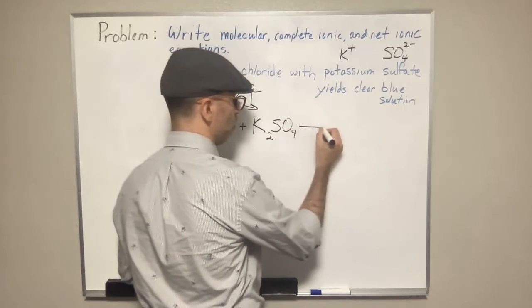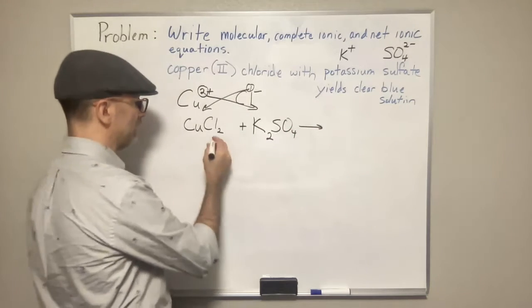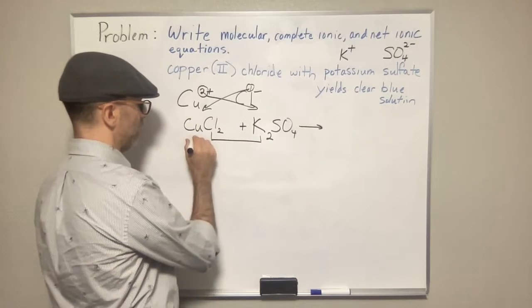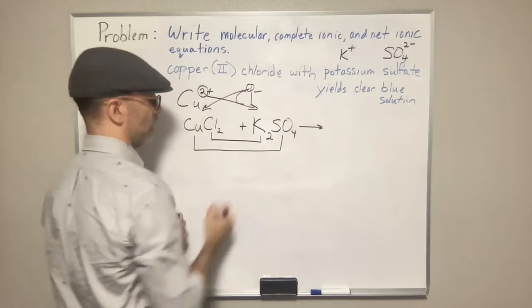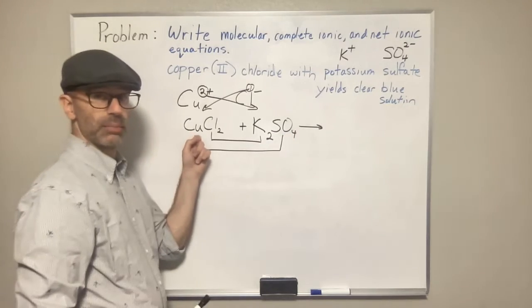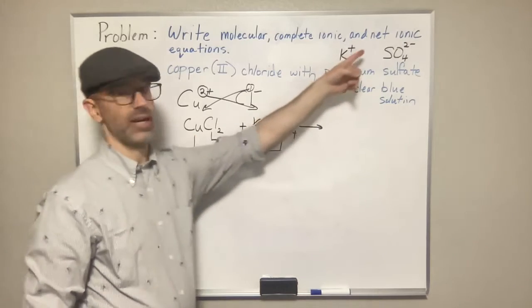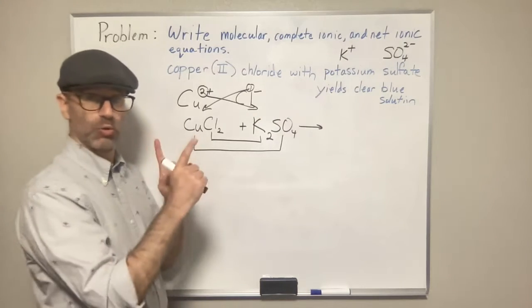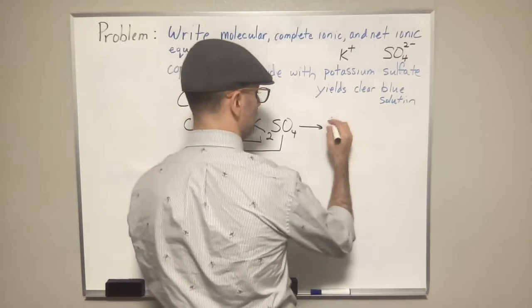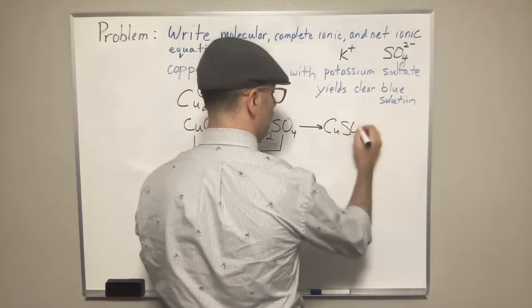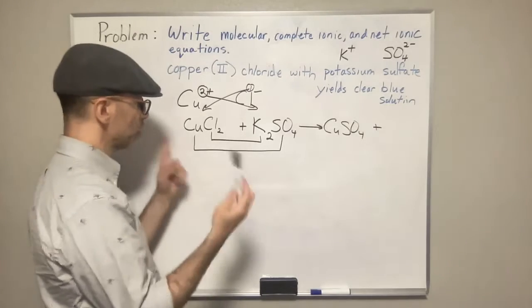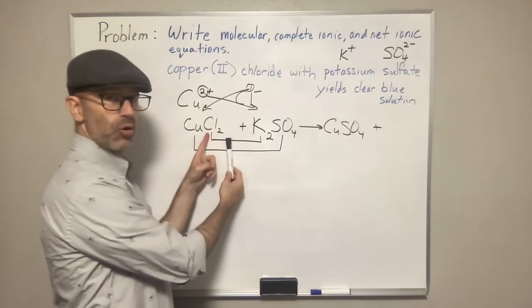So I got my arrow. So the inside ions go together. So chloride is going to go with the potassium. And then my copper-II ion is going to go with the sulfate. So copper-II with sulfate. So remember, copper-II has a +2 charge. Sulfate has a -2 charge. So they have equal charges. So I only need one each to balance the charge. So that's going to be CuSO4.